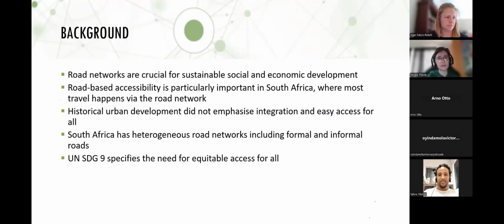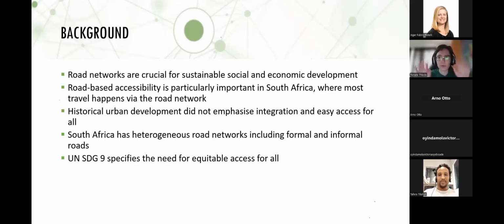So the background to my research is that road networks are obviously very important for general urban development and rural development across the world. And especially in South Africa, because we don't really have, sadly, a very well-functioning train system or anything. So most travel occurs on the road network. So actually assessing the level to which the road network provides people with accessibility or access to different areas is super important, especially also in our context where historically road networks were not designed to promote proper integration of cities.